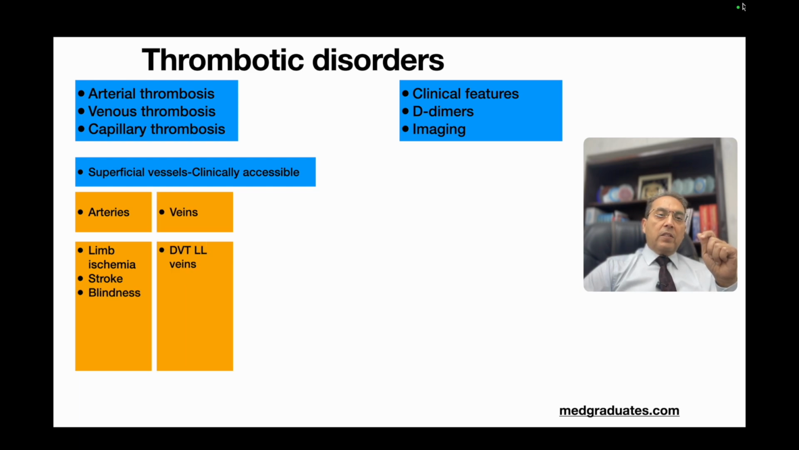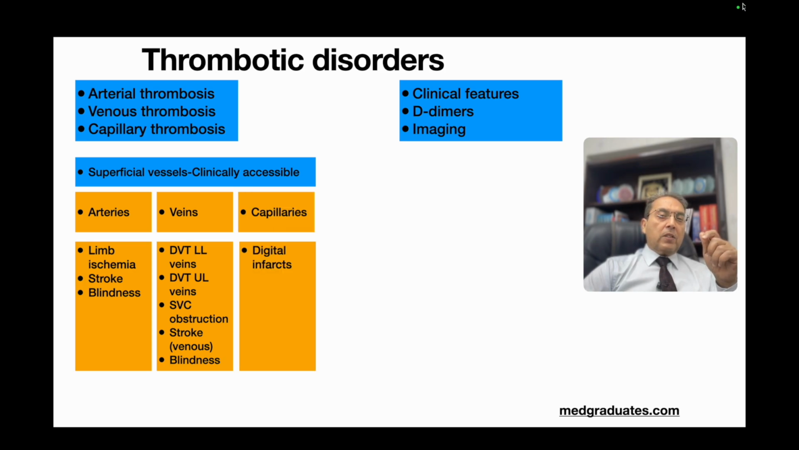And then the veins: the patient may present with deep venous thrombosis in the lower limbs, deep venous thrombosis in the upper limbs, superior vena cava obstruction, or a venous stroke, like dural venous sinuses obstruction presenting as stroke or neurological deficit. Venous obstruction of the retinal vein can produce blindness. In the capillaries, it can be digital infarcts or digital gangrene, and there can be superficial skin ulcers because of the occlusion of the capillaries.